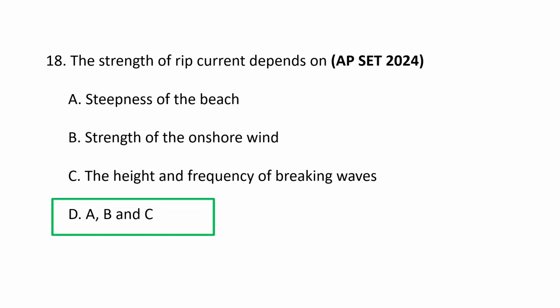The strength of a rip current is primarily influenced by several factors like wave energy, water depth, and local underwater topography. Additionally, tidal fluctuations, wind strength, and the angle at which the waves approach the shore can also affect rip current strength. So the strength of the rip current depends upon the steepness of the beach, strength of the onshore wind, and the height and the frequency of the breaking waves. So that's why D, A, B, and C, is the correct option.